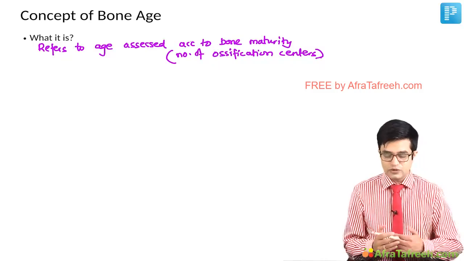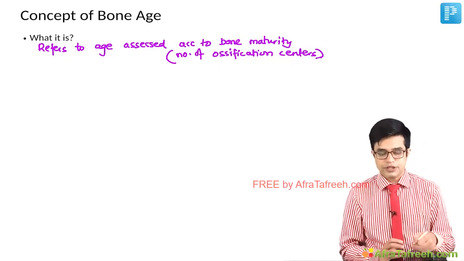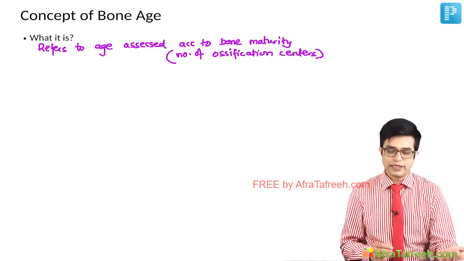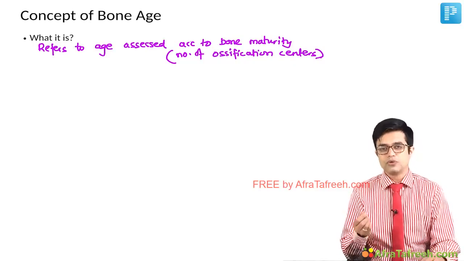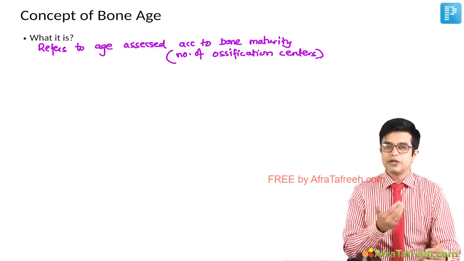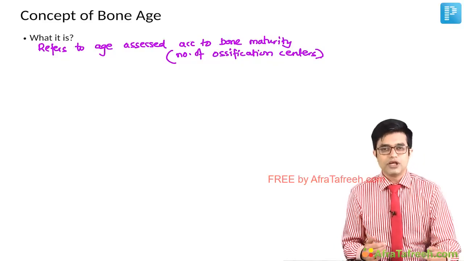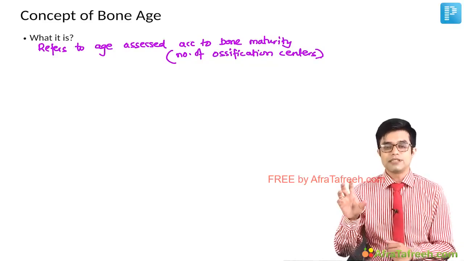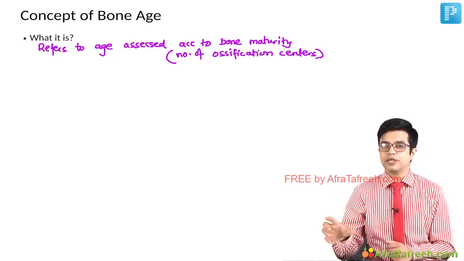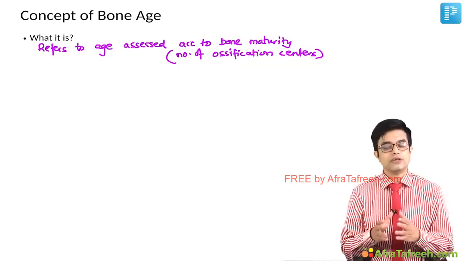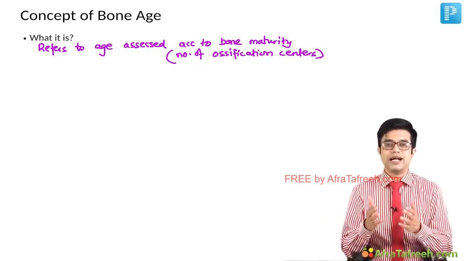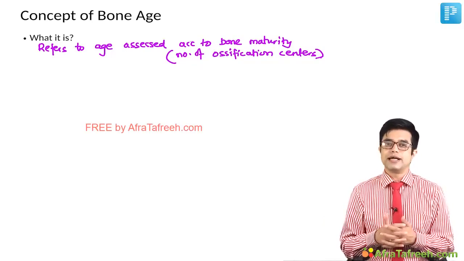So any age according to bone maturity is called bone age. If I have to calculate chronological age, I will take the date of birth and calculate it. If I have to do bone age, it may or may not correlate with the chronological age. I will take an X-ray of the bones and apply specific methods to calculate the bone age. In a normally growing child, bone age and chronological age go hand in hand. They are virtually together and the same.